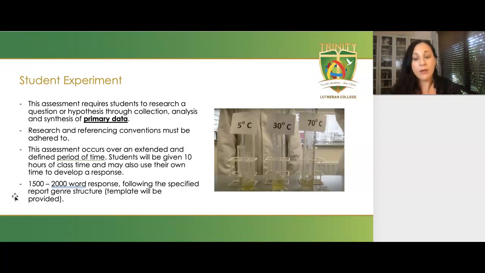You're going to be given 10 hours of class time. This one includes the amount of time it takes you in class to design the experiment, collect all the data from your experiment, and then do your analysis, your graphing, and your write-up. So you are going to want to use home time for this one. Again, it is a 1,500 to 2,000 word response following a specified report genre structure, and we will provide you with a template that you can follow.